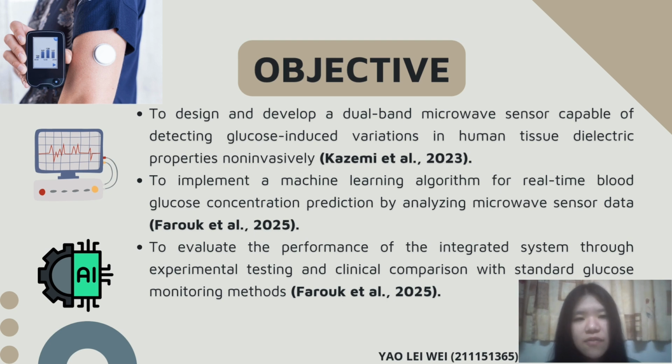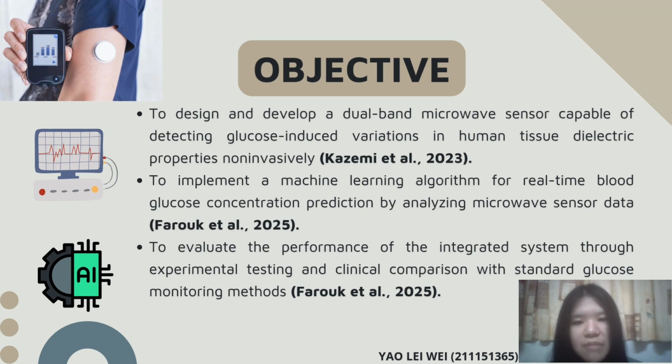To ensure the successful completion of this project within its defined scope, three primary objectives have been outlined. The first objective is to design and develop a dual-band microwave sensor capable of detecting glucose-induced variations in human tissue dielectric properties non-invasively. The second objective is to implement a machine learning algorithm for real-time blood glucose concentration prediction by analyzing the microwave sensor data. And the last objective is to evaluate the performance of the integrated system through experimental testing and clinical comparison with standard blood glucose monitoring methods.